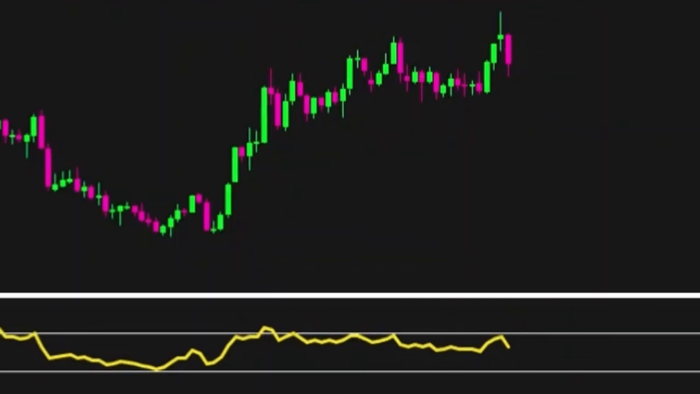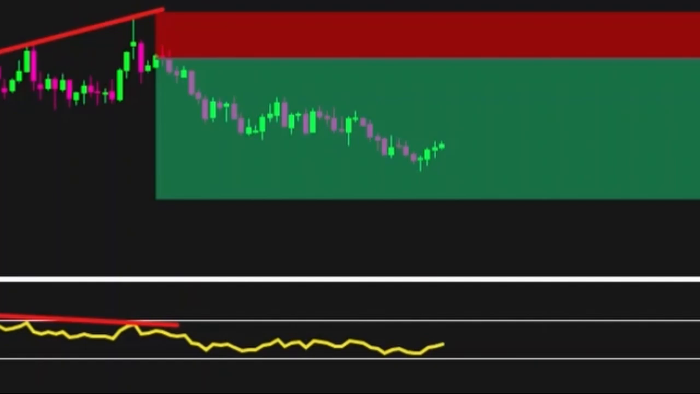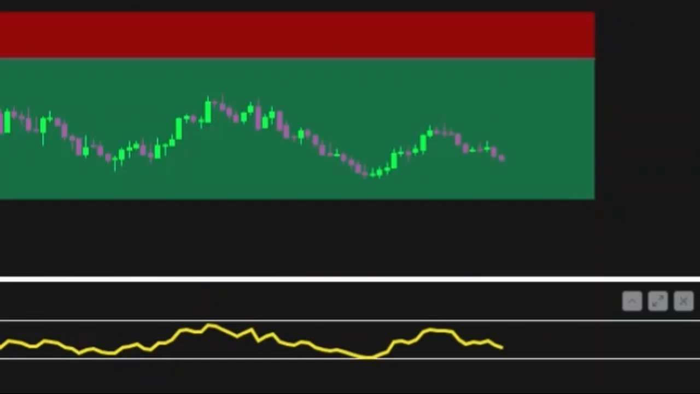And hence, we would go short in the market from this point. The stop loss of our trade would be above this recent high, and the target of our trade would be 3 times the stop loss. Now let's see what happens next. The market started going downside and hence, it helped us in making nice profits.